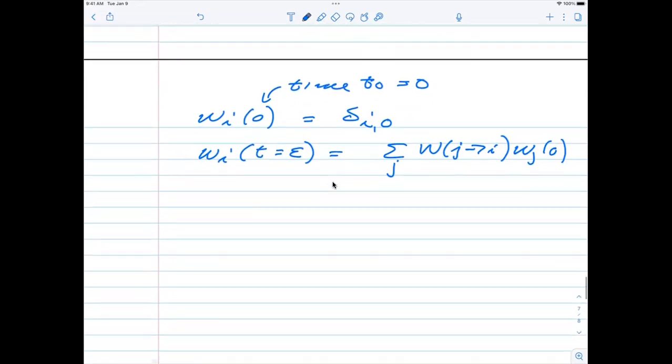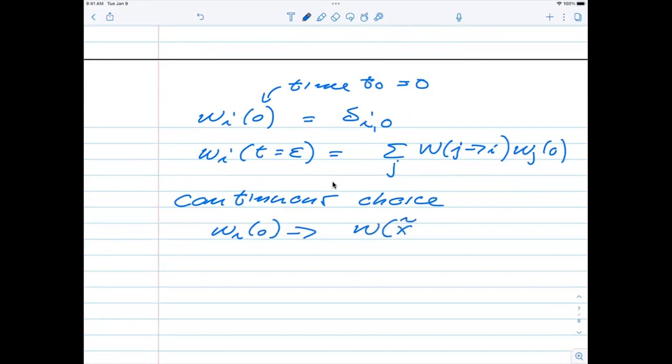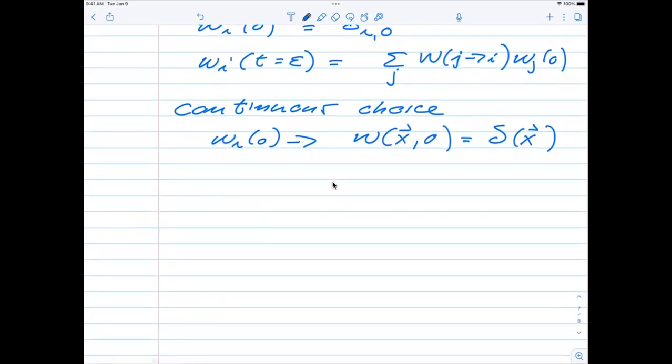Now we can move to the continuous choice, and then this function translates into a delta function. So we are going to let w_i of 0 go over to some w of x vector at time t equals 0. So it can be in more than one dimension. And this is going to be given by the delta function. So you can think of this as something which is sharply peaked.